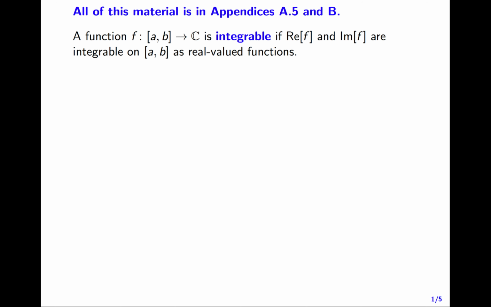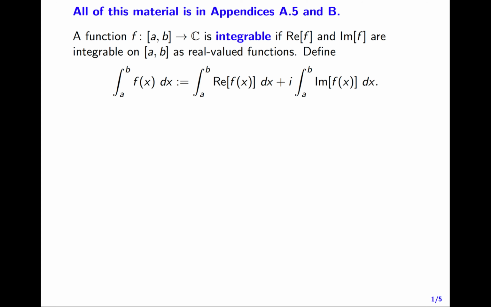We begin by saying that a function f from a closed bounded interval a to b in the reals into the complex plane is integrable if the real part of f and the imaginary part of f are both integrable on the interval a to b as real valued functions, according to the definition of Riemann integrability that we learned in calculus. And we put the integral from a to b of f of x dx as the integral from a to b of the real part of f plus i times the integral from a to b of the imaginary part of f.